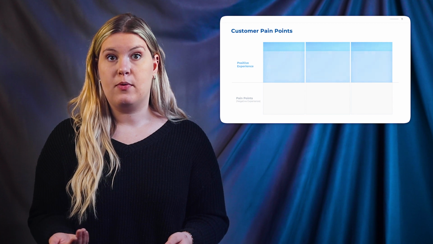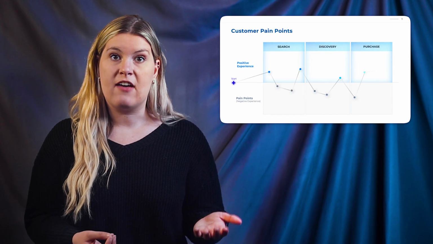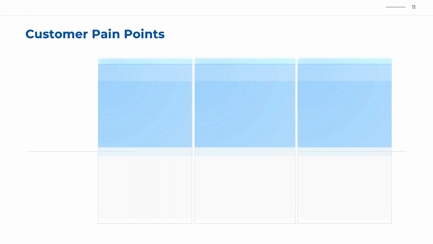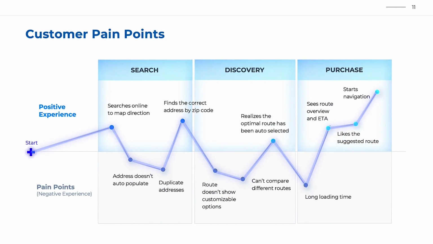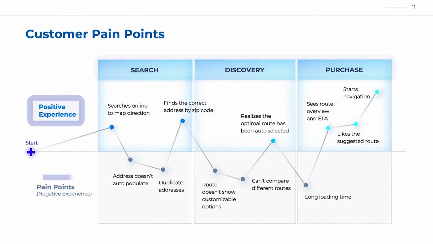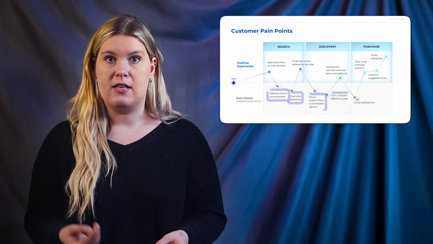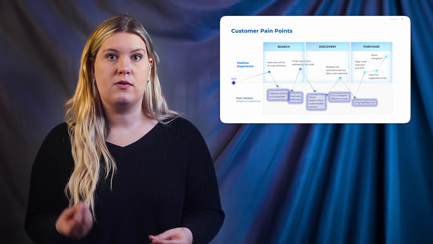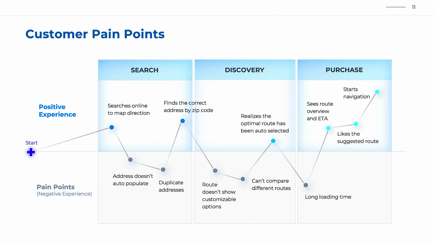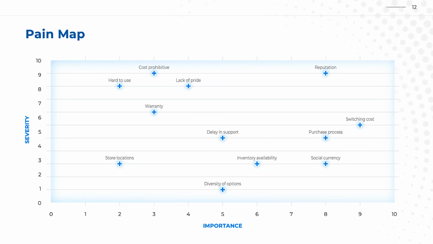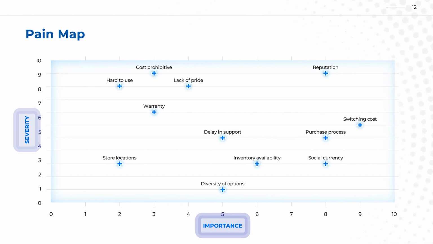Mapping out customer pain points allows you to point out areas that have potential for improvements. This visualization is inspired by a customer journey map. It lays out the user experience as positive and negative touchpoints. Pay attention to the negative experiences and think of ways to address these pain points. Perhaps when using a navigation app, the user found the right direction, but a pain point arose when they realized they couldn't customize the route. Alternatively, pain points can be plotted by their severity and importance on this pain map.